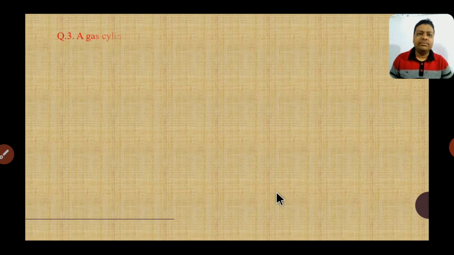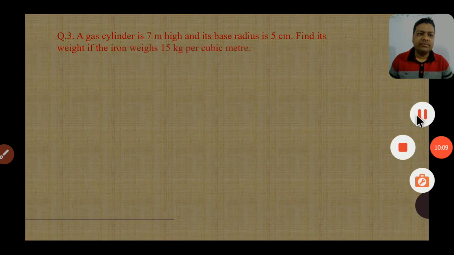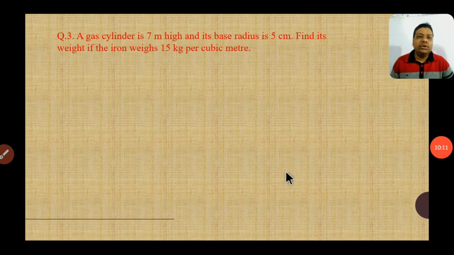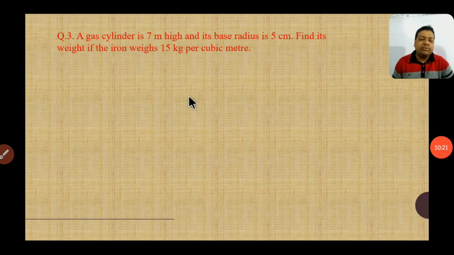Okay, now so students, in the last question we can see here that this gas cylinder is 7 meter high. Its base radius 5 centimeter. Okay, so we have to find the weight of the iron, which is 15 kg per cubic meter. Per cubic meter means we have to find the volume, and then we will multiply it by 15 to get the weight. So let's do it, students.